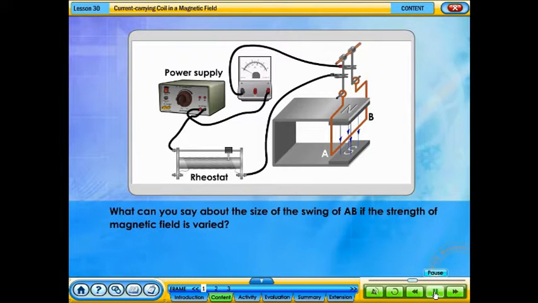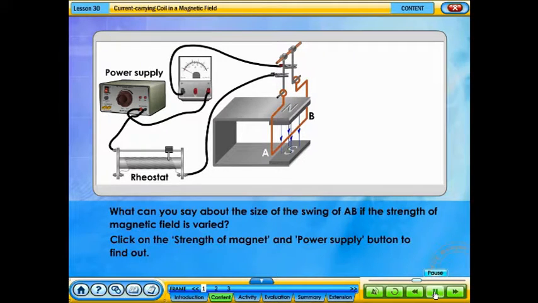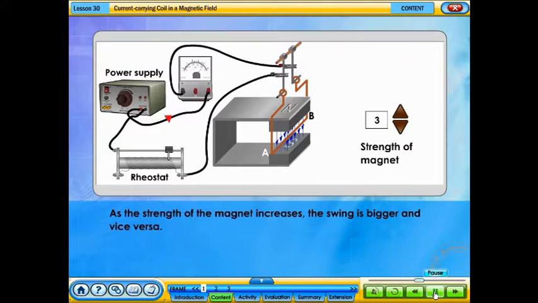What can you say about the size of the swing of AB if the strength of the magnetic field is varied? Click on the Strength of Magnet and Power Supply button to find out. As the strength of the magnet increases, the swing is bigger, and vice versa.